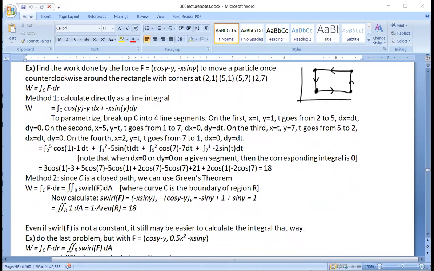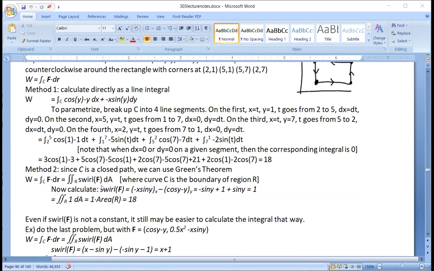So work is the vector line integral. And because C is the closed loop, we can just use Green's theorem. It's the double integral over the region of swirl of f dA. So swirl of f, if we calculate it now, dQ/dx gives us x minus sine y, dP/dy is negative sine y minus 1. Calculate and simplify, and you get x plus 1.